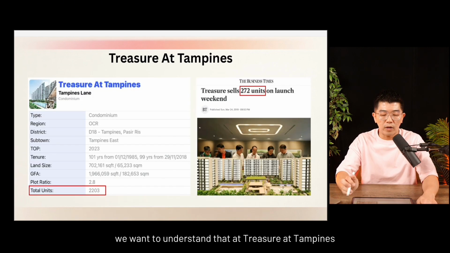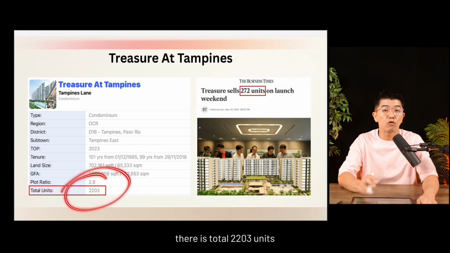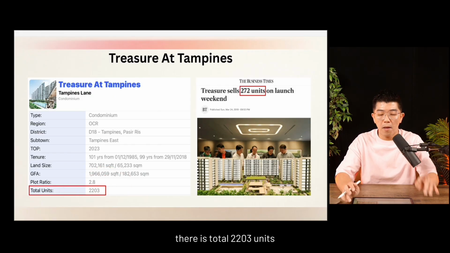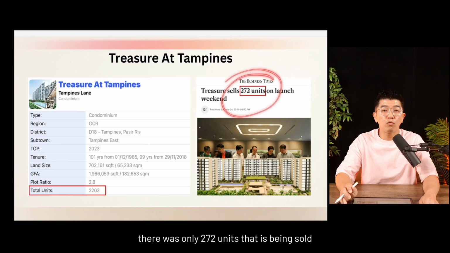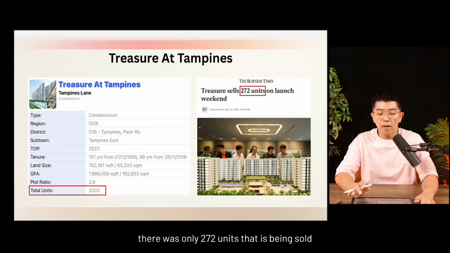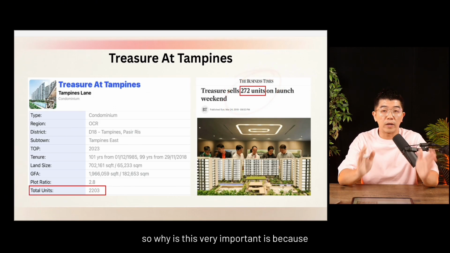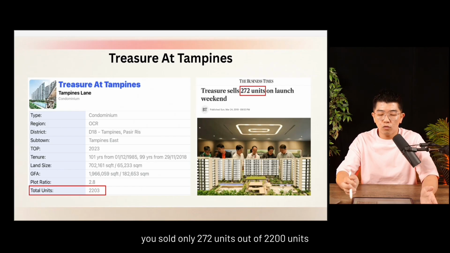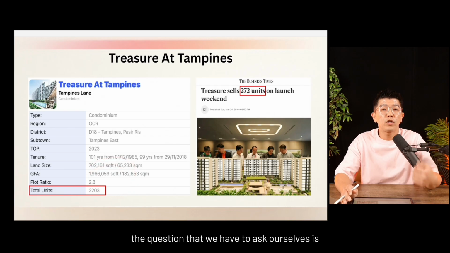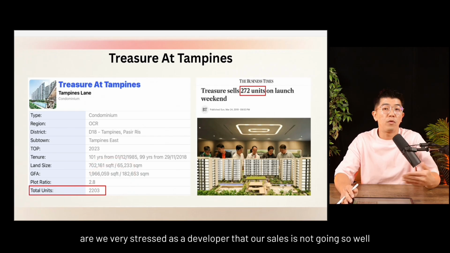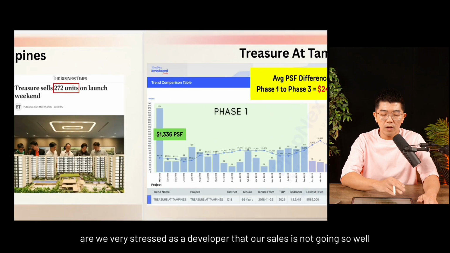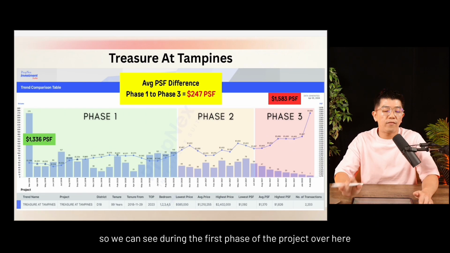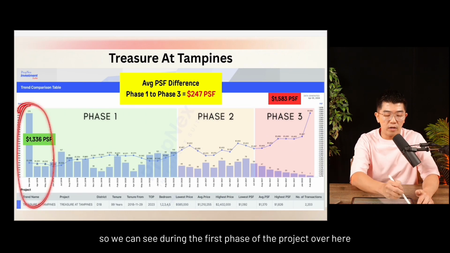First things first, we want to understand that at Treasure at Tampines, there are a total of 2,203 units. But on launch day, only 272 units were sold. Why is this very important? Because if you're a developer, and on the first day you sold only 272 units out of 2,200 units, the question we have to ask ourselves is, are we very stressed as a developer that our sales are not going so well?